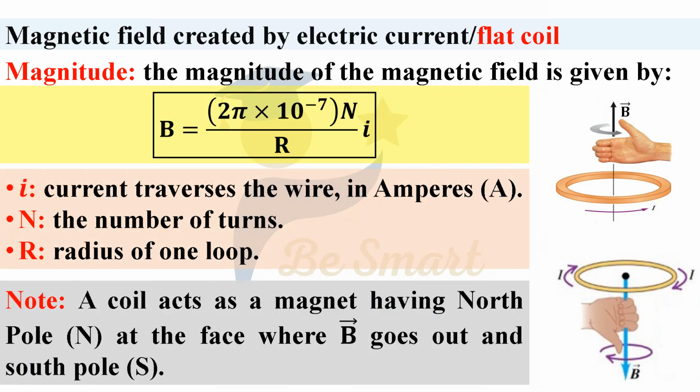Note, a coil acts as a magnet having a north pole and a south pole. So again, the magnetic field enters from one face and leaves from the other. In this case, the magnetic field enters from the lower face and goes up from the upper face. So we say that the lower face is south and the upper face is north.